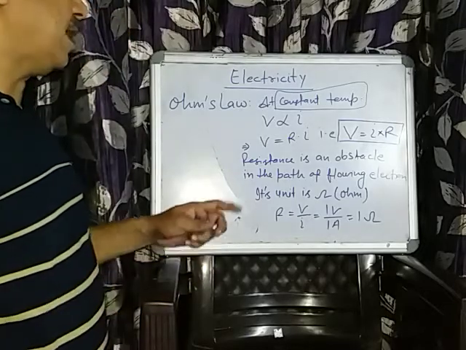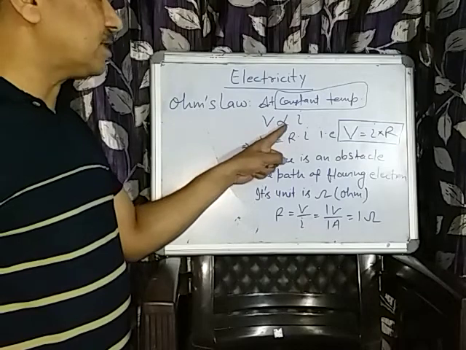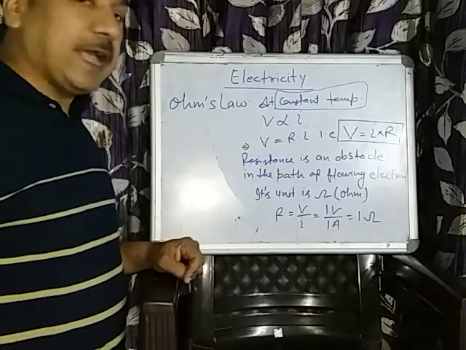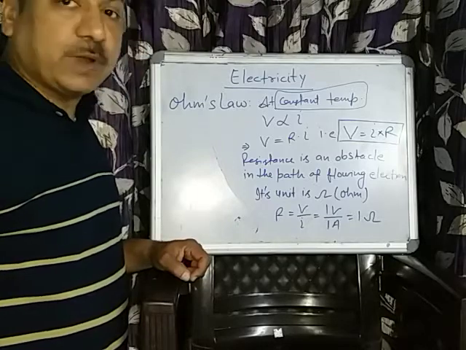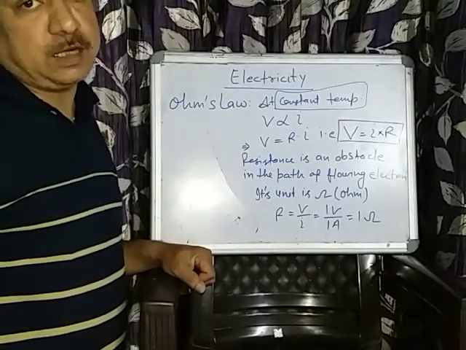Here you can see that V is proportional to I, and if you are removing the sign of proportionality, then you have to introduce a constant and it becomes V is equal to R into I, that we learn as V is equal to I into R. Okay?